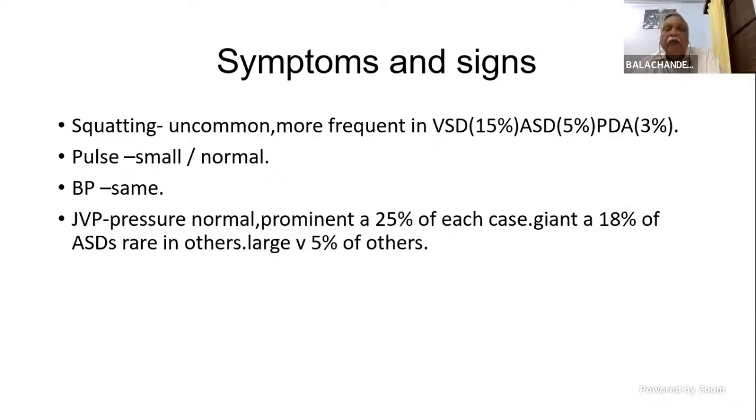Now, squatting in Eisenmenger is also a frequently asked question. It is quite uncommon, but it can be present in Eisenmenger-like reaction or severe PH. In VSD it is about 15% and 5% in ASD or PDA. It is possible to have a history of squatting in younger children. And in the JVP, there is a giant A wave in ASD, and sometimes most of the others will have a large V wave. Next slide.